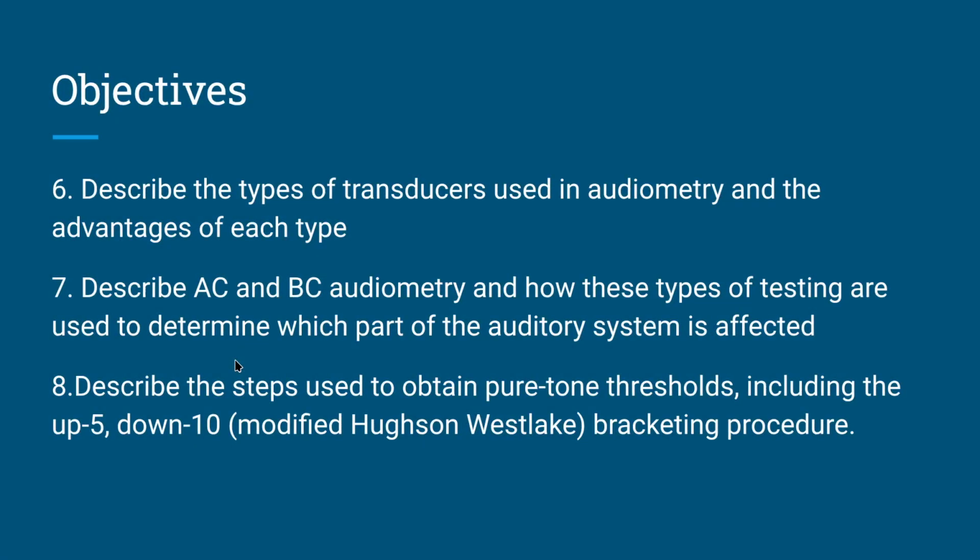We also want to describe the types of transducers used in audiometry and the advantages for each type. We want to describe air conduction and bone conduction audiometry and how these types of testing are used to determine which part of the auditory system is affected. And we want to describe the steps used to obtain pure tone thresholds, including the up 5, down 10 modified Hughson-Westlake bracketing procedure most commonly used in clinical audiology.